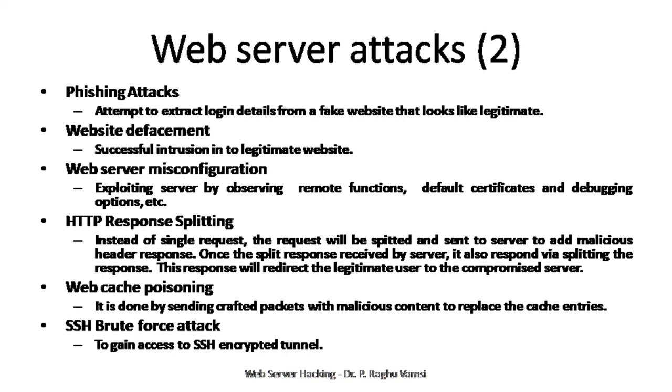Next one is web server misconfiguration. Web server misconfiguration means exploiting the server by observing the remote functions, default certificates, and debugging options. Usually, this happens because the system administrator or the security administrator might not have changed the default settings. So the attacker will try all the default settings, and with the default settings he may enter into the server, thereby exploiting it.